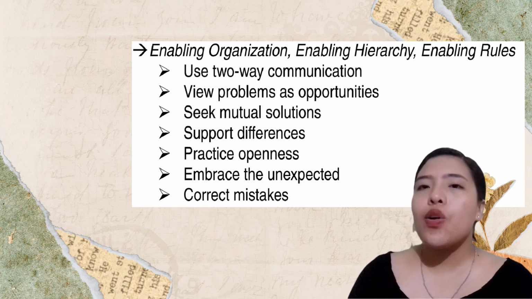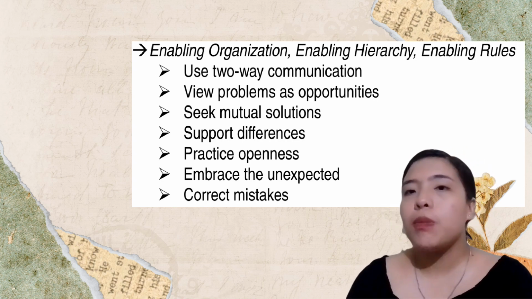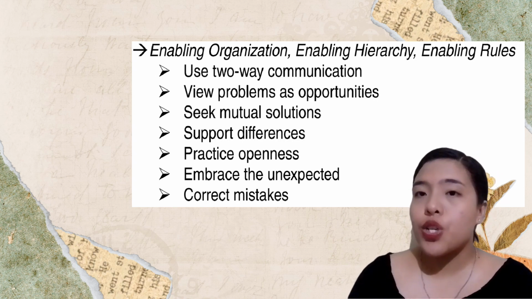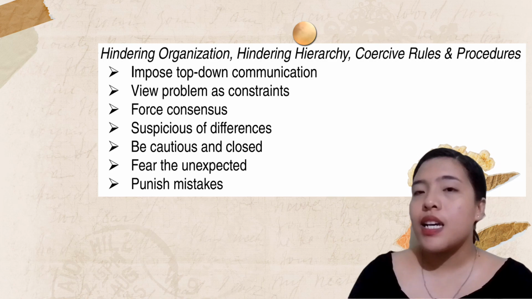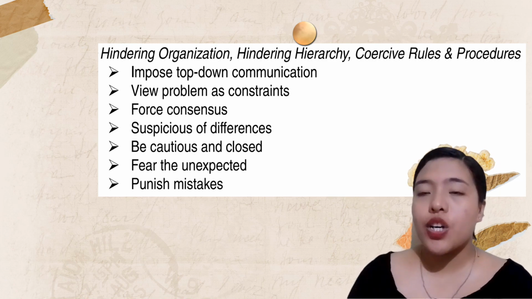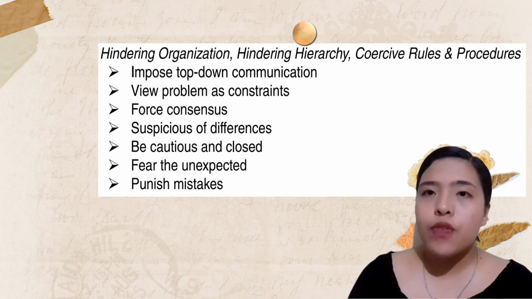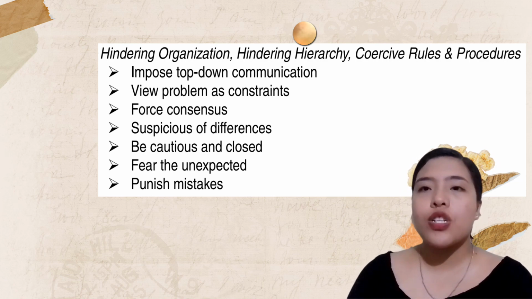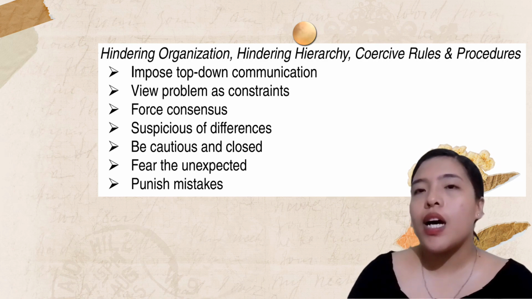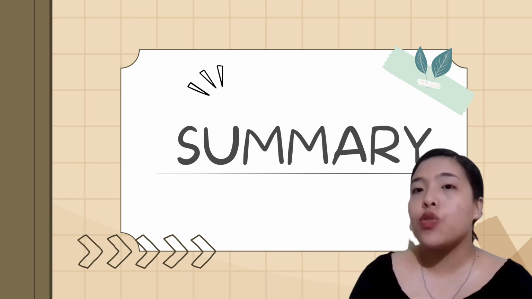First, enabling organization, enabling hierarchy, enabling rules, it uses two-way communication. It views problems as opportunities, seeks mutual solutions, supports differences, practices openness, embraces the unexpected, and corrects mistakes. Whereas hindering organization, hindering hierarchy, coercive rules and procedures, imposes top-down communication. It views problems as constraints, forces consensus, is suspicious of differences, is cautious and closed, and it fears the unexpected and punishes mistakes.